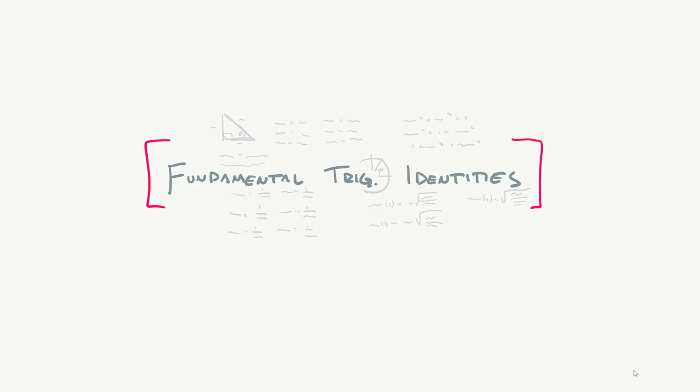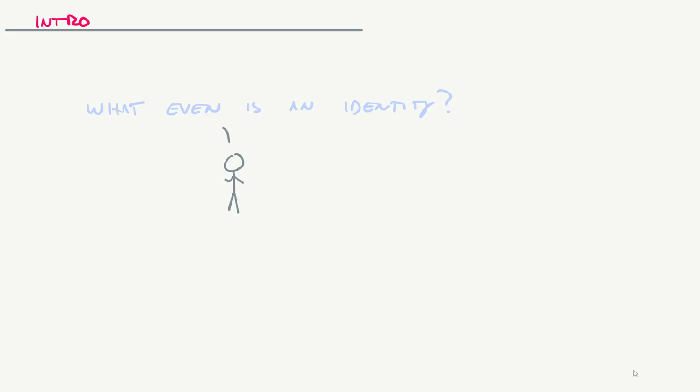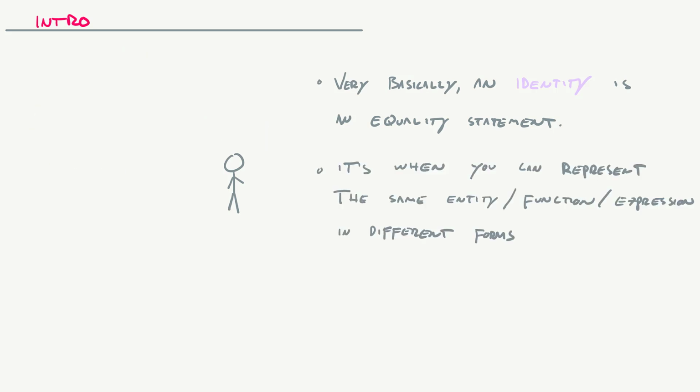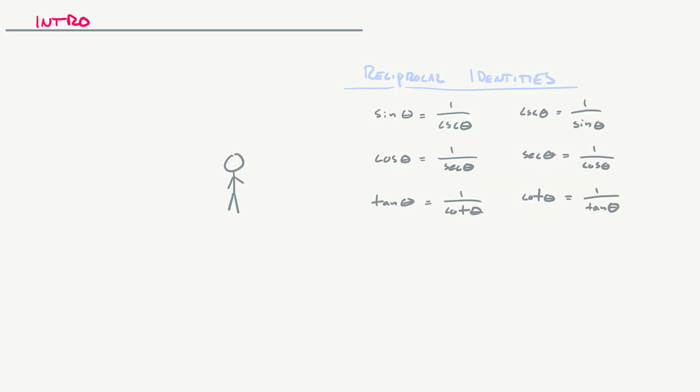Today we're going to be talking about fundamental trig identities. Let's get stuck into it by asking the most fundamental question there is. What even is an identity? Very basically, an identity is an equality statement between two things, like A is equal to B, right? That's an identity: some expression A being equal to some different expression B. It's when you can represent the same entity or function or expression in a different form.